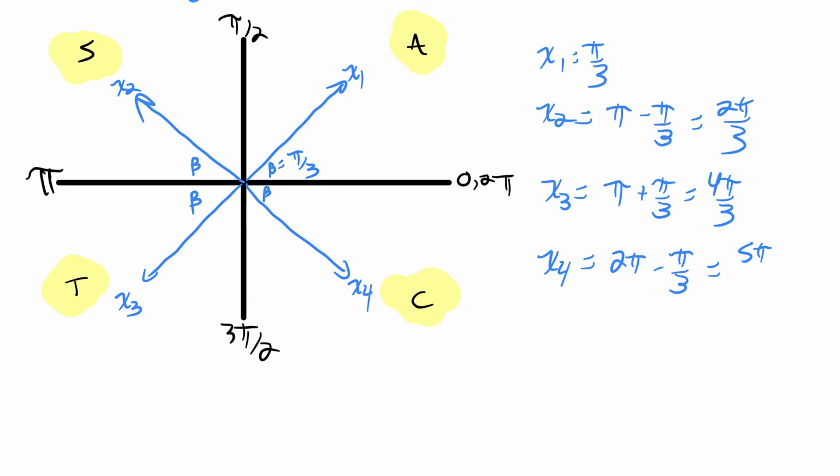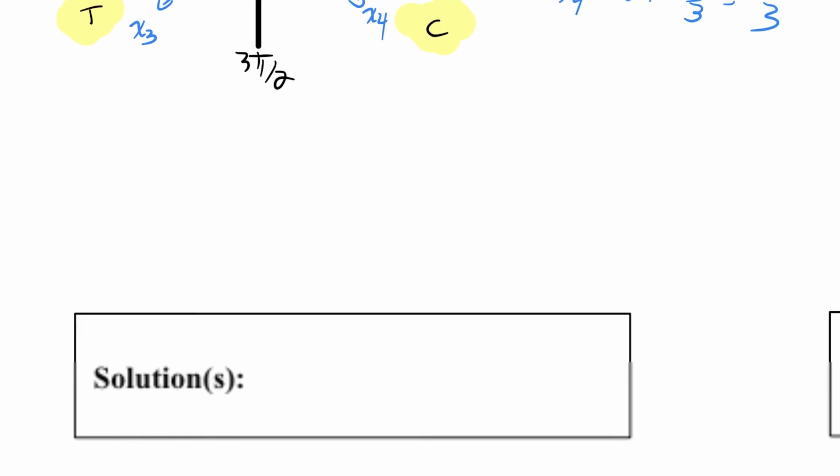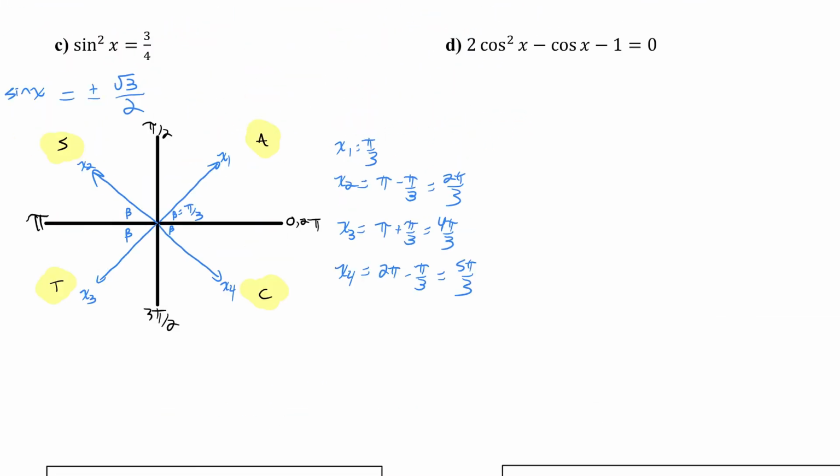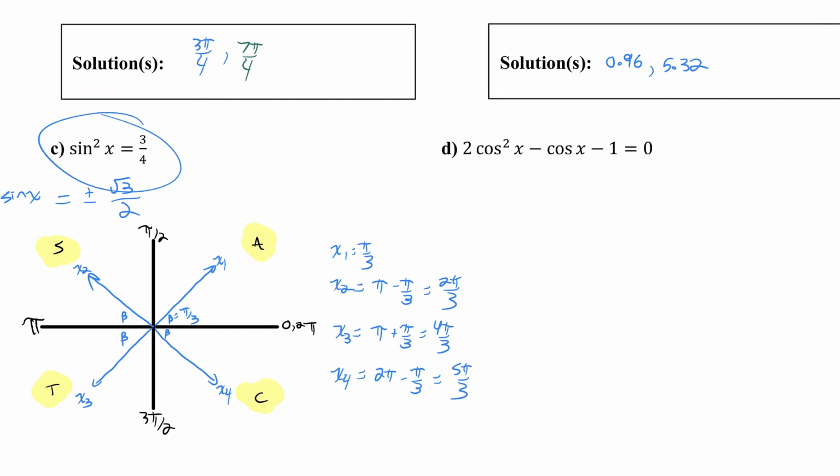So I'll list all of my answers in the solution box. Pi/3, 2 pi/3, 4 pi/3, and 5 pi/3. Because these are exact answers, we could check all of those in the original equation, and it should work out exactly.